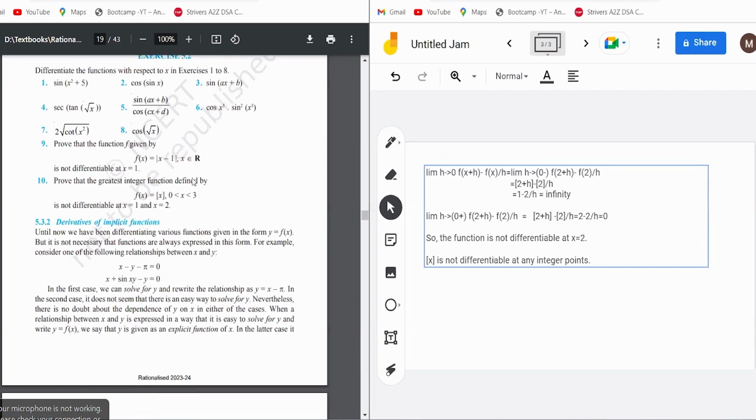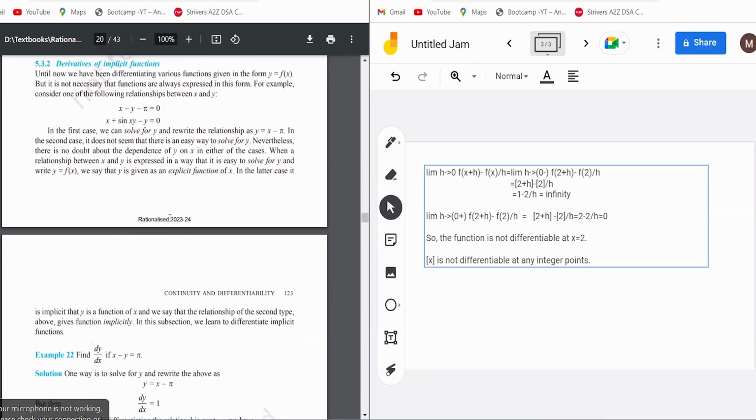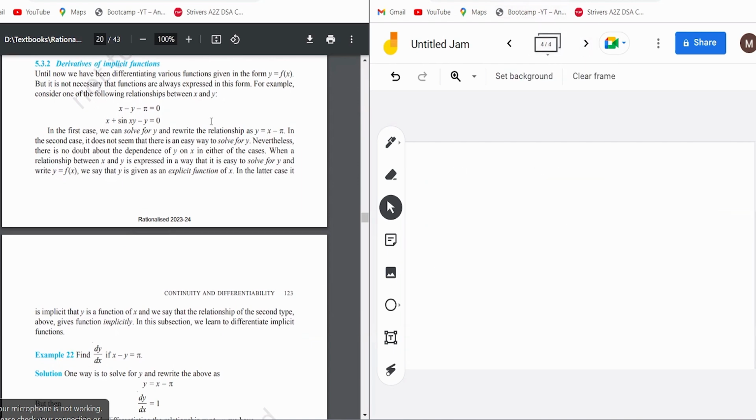So let's move to next exercise now. Derivative of implicit functions. Okay. So see, what is derivative of implicit functions? Until now we have been differentiating various functions given in the form of y equal to f of x, but it is not necessary. The functions are not always expressed in this form. For example, this form can also be there. So what is the implicit function?